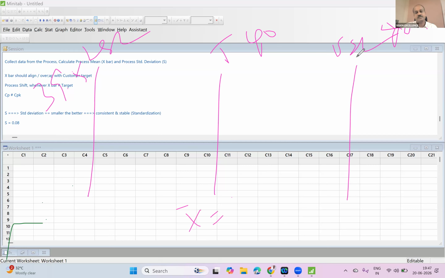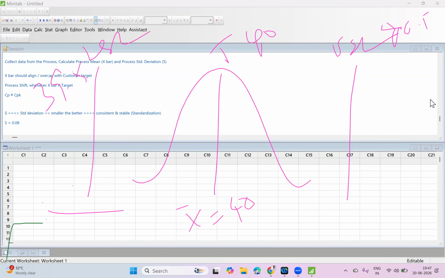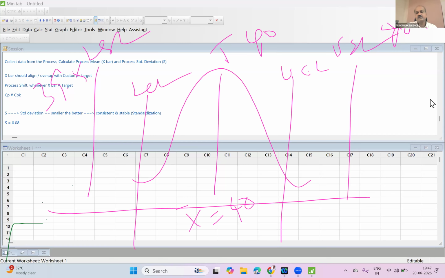X bar 40 means, is your target and process average overlapping? Yes. That means there is no shift. And now we know our standard deviation is 0.08. Now your bell curve will look like this, and this is your x-axis. Now your control limit is far inside the specification limit. Are you seeing it, all of you? Yes, sir.